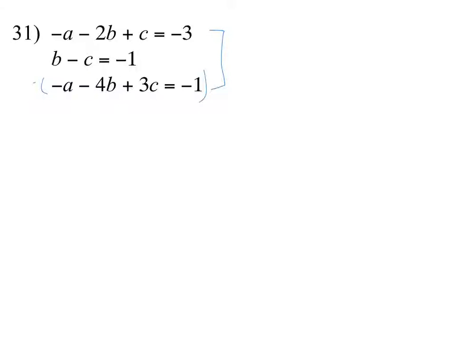So when I subtract those, we end up with negative a minus negative a is 0. Negative 2b minus negative 4b is going to be 2b. c minus 2c is going to be negative c. And negative 3 minus negative 1 is going to be negative 2. Again, I like dividing everything by 2 here to make this a nicer equation, which is b minus c is equal to negative 1.